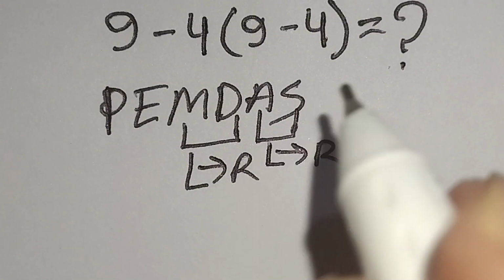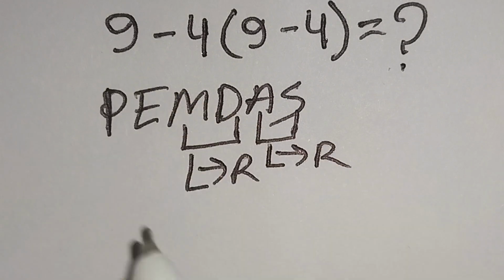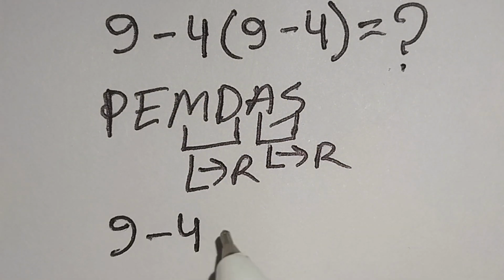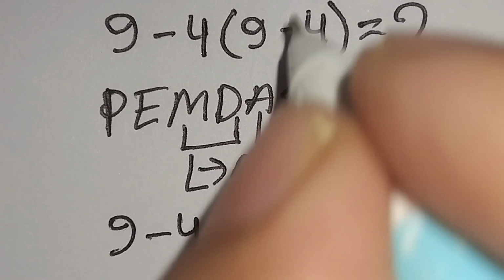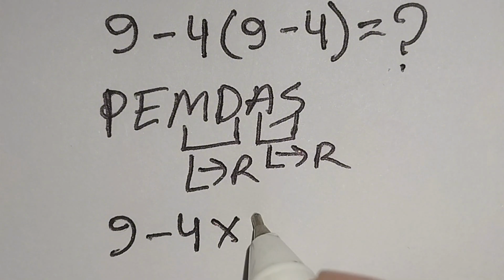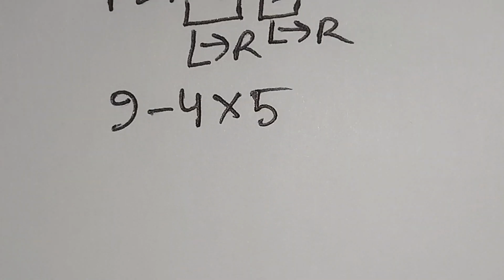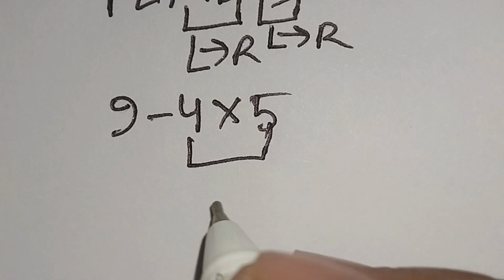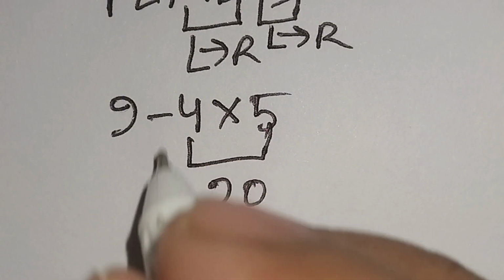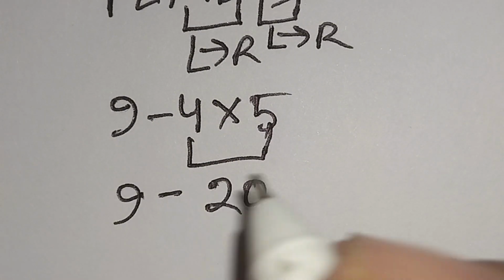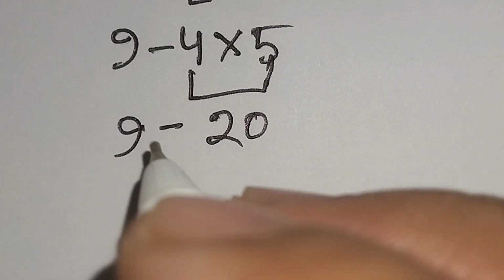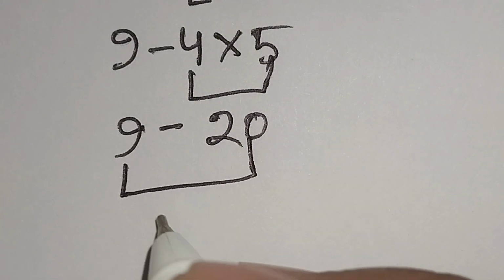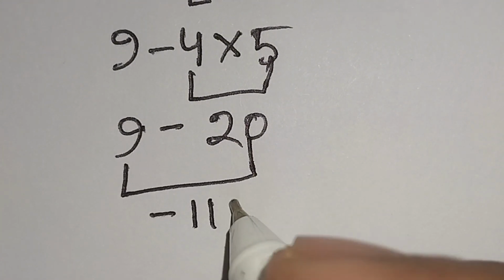Therefore, now I have to work with this parenthesis. Here 9 minus 4 gives us 5. Now I have to work with multiplication. Here 4 times 5 gives us 20. This minus this 9: 9 minus 20 gives us minus 11. And this is the correct answer.